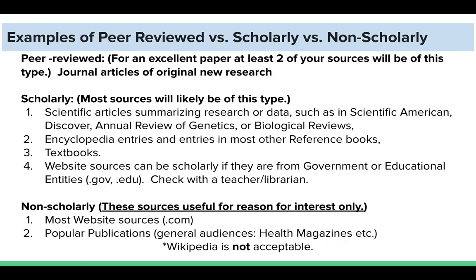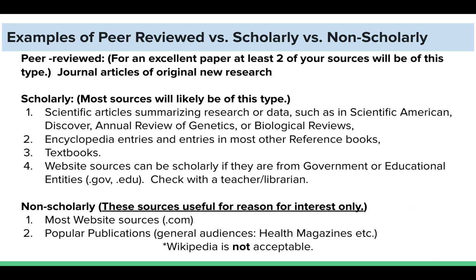Now, we've talked about this before: examples of peer-reviewed versus scholarly versus non-scholarly. Peer-reviewed are journal articles of original new research. Scholarly, on the other hand, are scientific articles summarizing research or data, such as from Scientific American, Discover, Annual Review of Genetics, things that summarize other peer-reviewed sources. Encyclopedia entries and entries from most reference books are considered scholarly. Textbooks are. Websites can be scholarly, and they usually are if they're from government or educational entities like .gov or .edu. If you're not sure, check with a teacher or librarian.